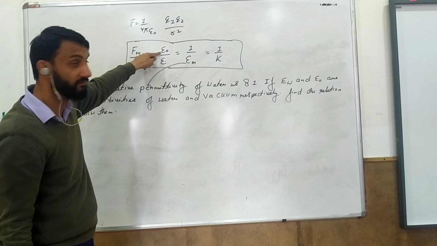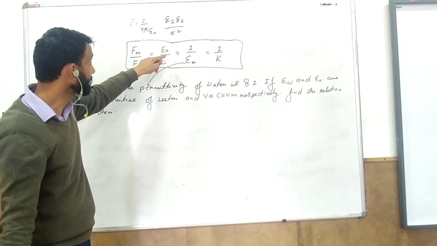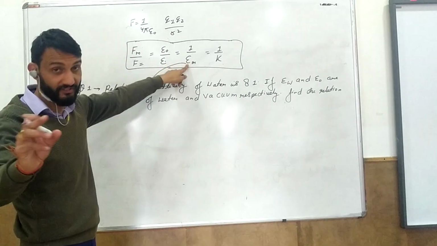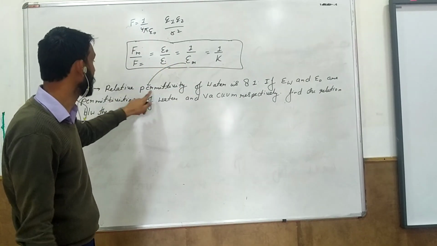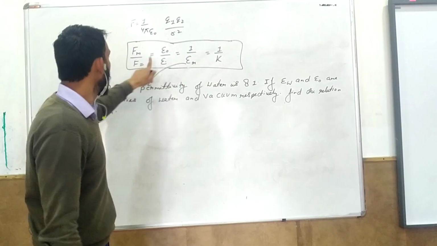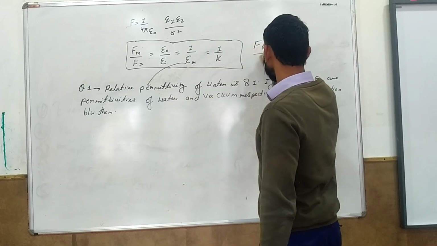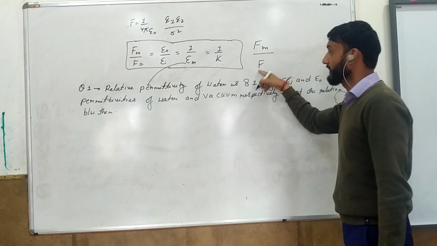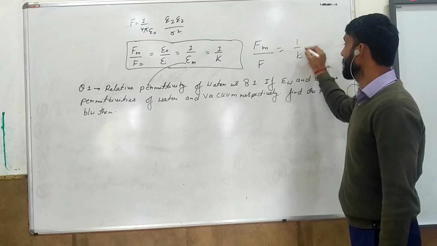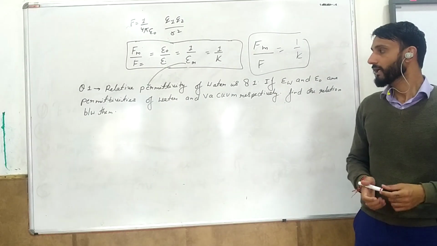So this is the permittivity of free space, and this is the permittivity of some medium, which can be water. If it is water, then it will be the relative permittivity of water. Further, this was equal to 1 by k, and we understood that if we keep two charges in some medium, then Fm upon F is equal to 1 by k. That means the force will decrease because of the change in medium.